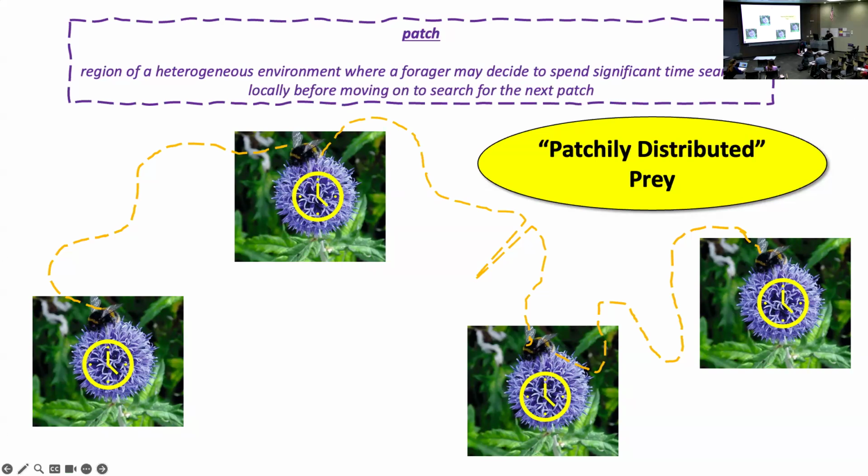Okay. So the idea behind our patch residence rules here is that we've got this forager that is moving around areas that have relatively little to forage on or little to search for, and then hits an area where they have to do a lot of search. And the question is, do you spend a lot of time searching there or a little time searching there? And how does the environment affect that behavior?